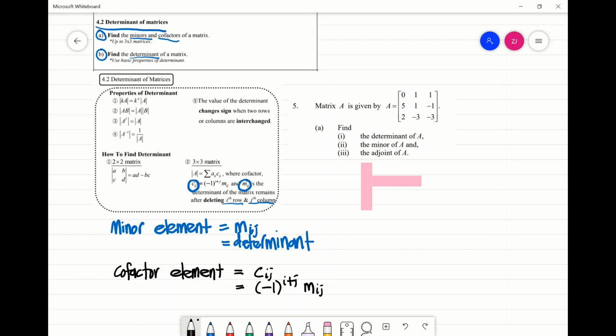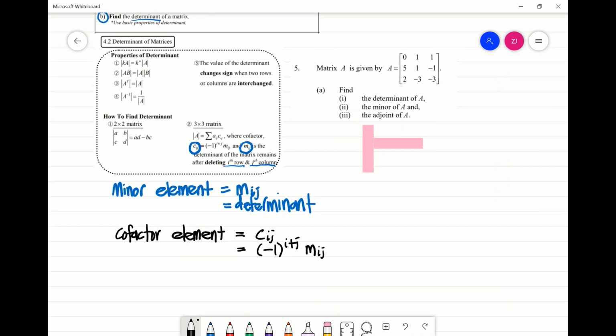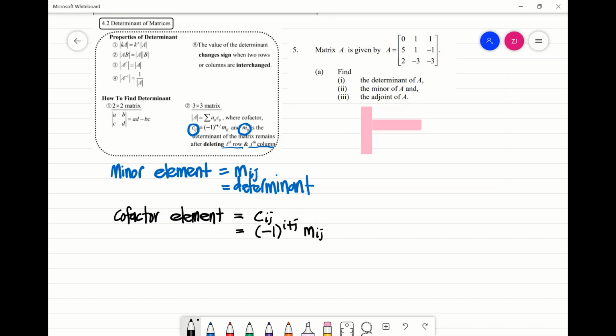Now in order to find the minors of a matrix, let's see an example. Matrix A is given by this. We are going to solve the second question first, and later on we will continue with the first one. The second one is stated there, we need to find the minor of A. Again, what is minor? Minor is Mij, which is the determinant of the matrix that remains after we delete the ith row and jth column.